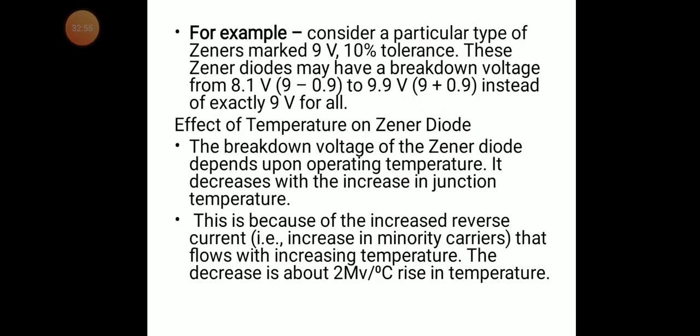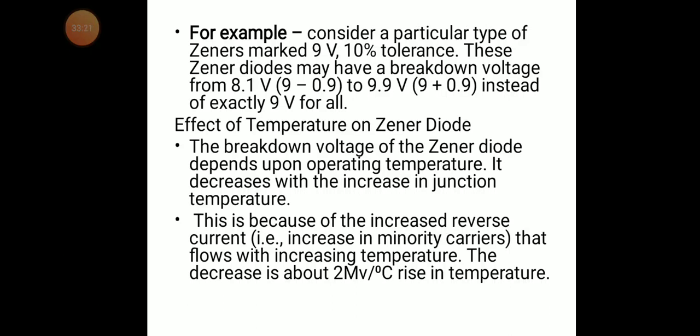For example, consider a particular type of Zener diode marked as 9 volts. The Zener diode is marked as 9 volts Zener voltage and 10% tolerance. What does it mean? On 9 volts, 10% is plus or minus. So this whole range is also considered as 9 volts.